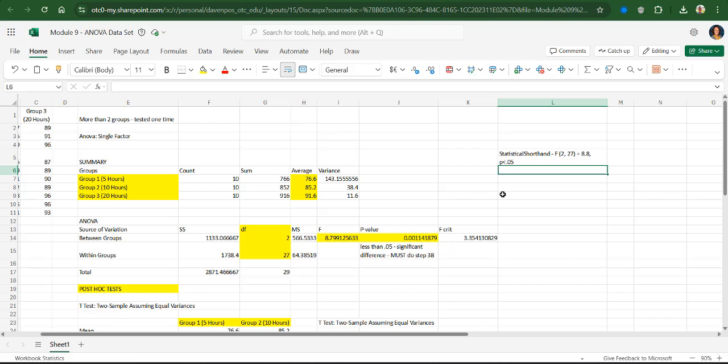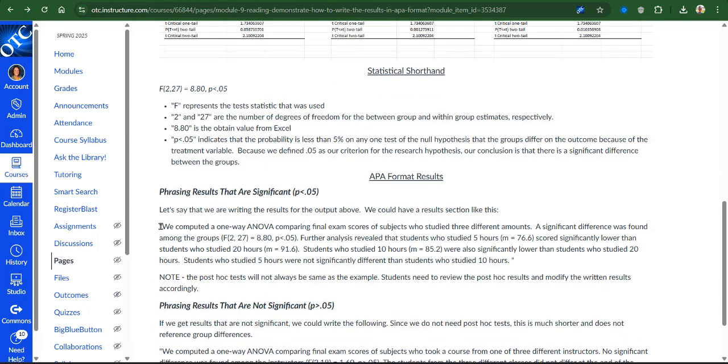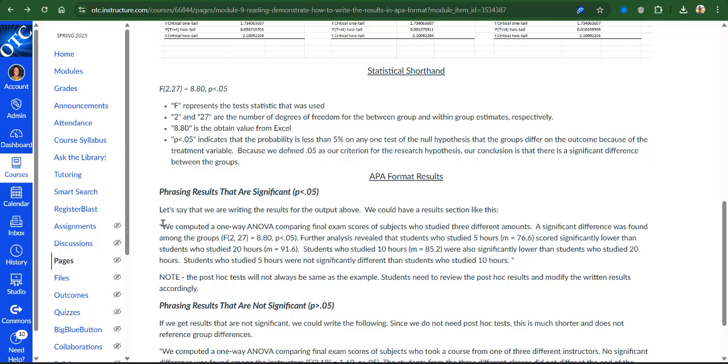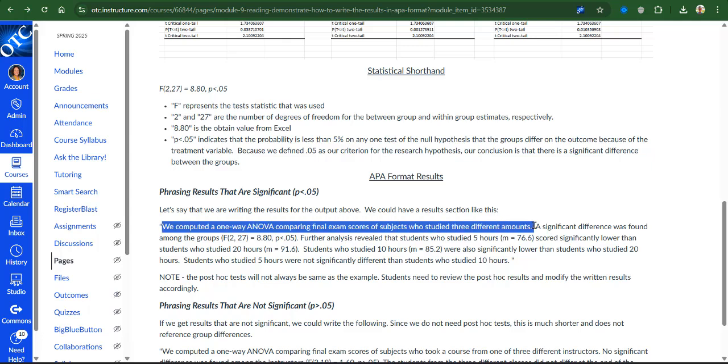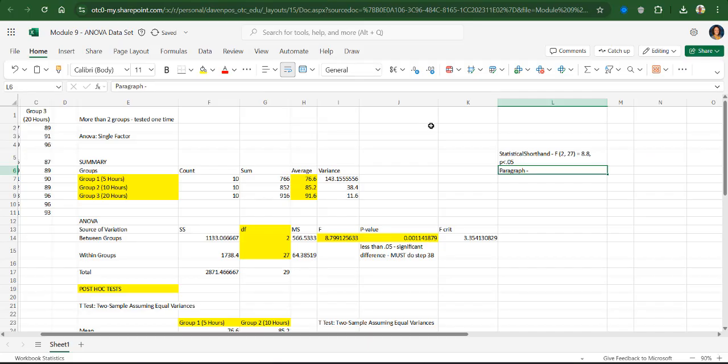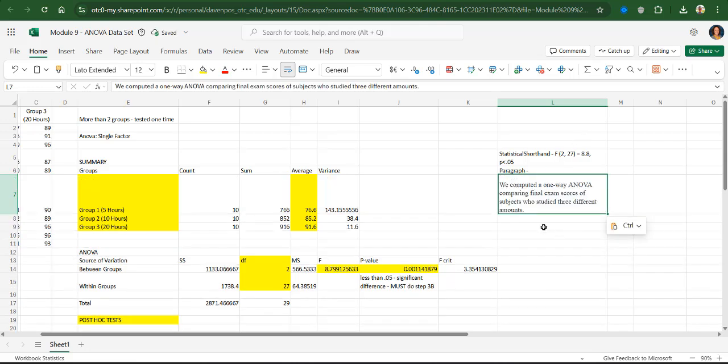Okay, now the paragraph. Here's the paragraph. It's really, really long. So let's break it down piece by piece, right? What did we do? We computed a one-way ANOVA comparing final exam scores of subjects who studied 3 different amounts. Okay, so that's going to be the first sentence. Tell me what you did. We did a one-way ANOVA looking at final exam scores from 3 different groups on study time.